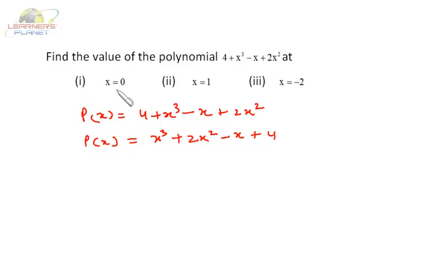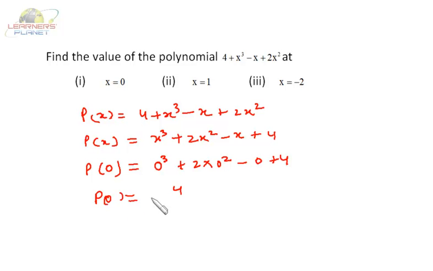Now suppose I have to find out the value of this polynomial at x is equal to 0. That means I'll be putting the value of x as 0. So what will it be? It will be p(0) is equal to 0 cube plus 2 into 0 square minus 0 plus 4. So finally we are getting 4. So the value of the polynomial when x is equal to 0 is 4. Now let's see when x is equal to 1, what happens?